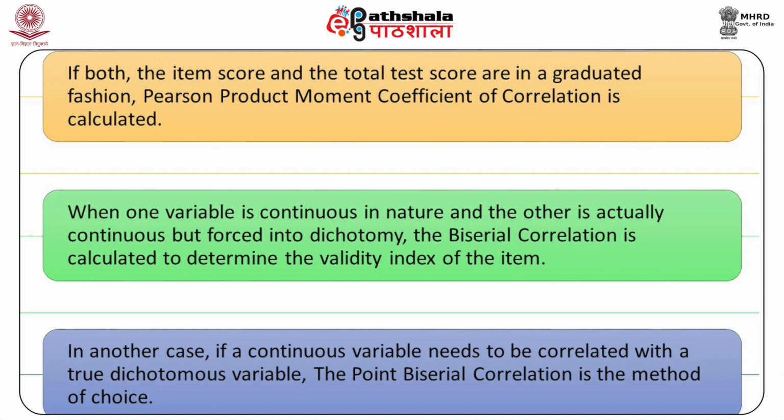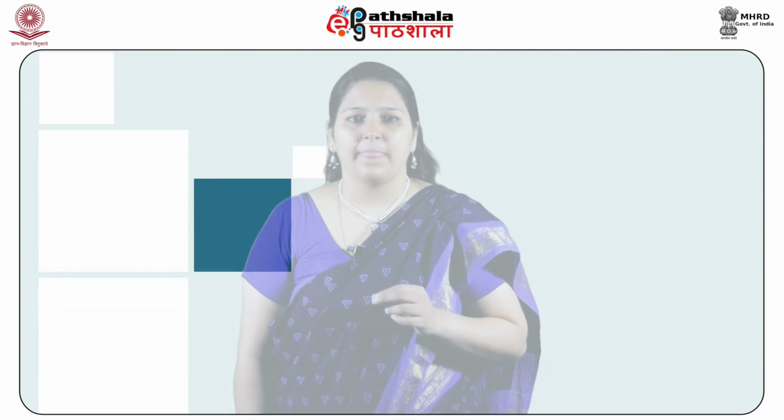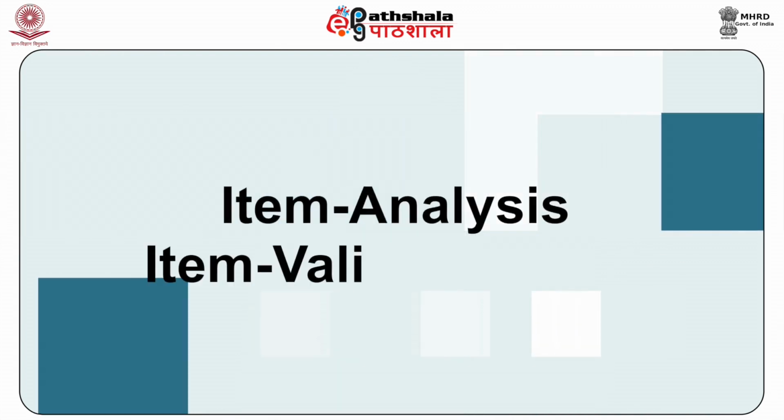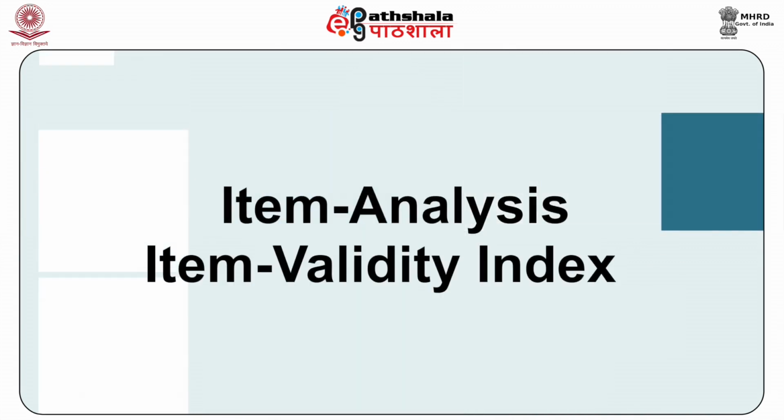In another case, if a continuous variable needs to be correlated with a true dichotomous variable, the point biserial correlation is the method of choice. It is to be noted that the higher the correlation, the more accurate or valid the test item is. On the other hand, test items with zero or very low correlation value or negative correlation value should be removed from the test.